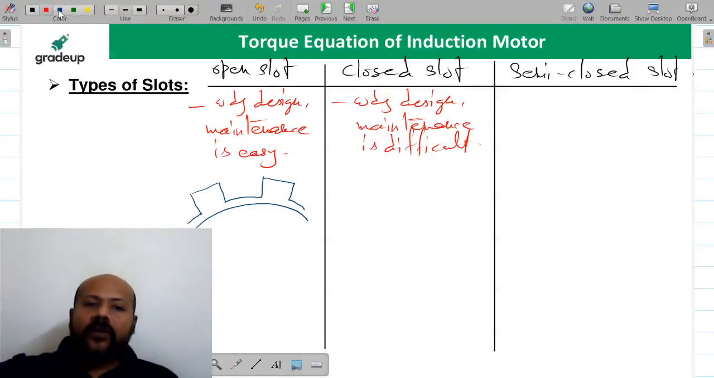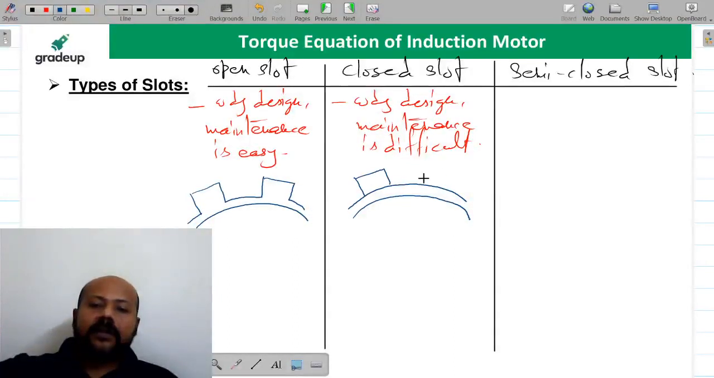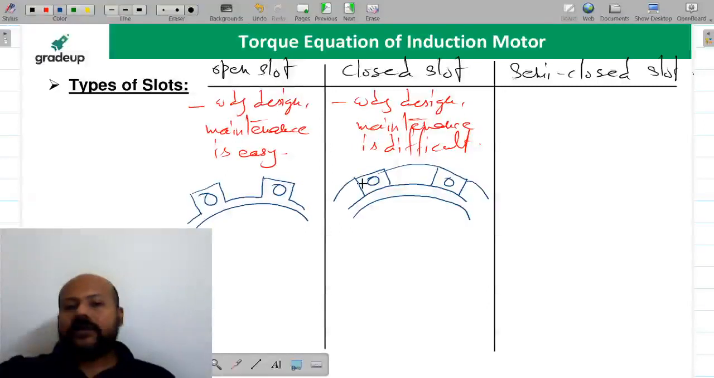So if you are going for closed slots, then it is going to look something like this. So your slots are going to be something like this. These we are calling as open slots, and these we are calling as closed slots.